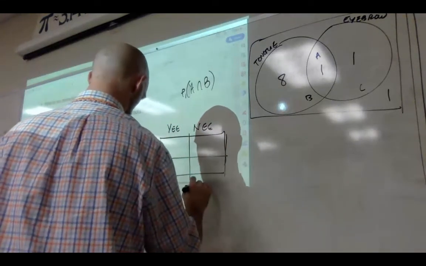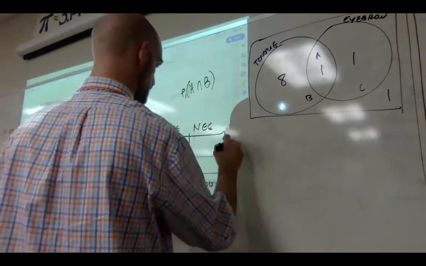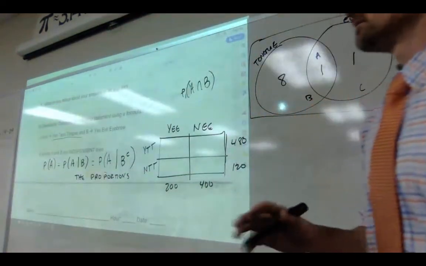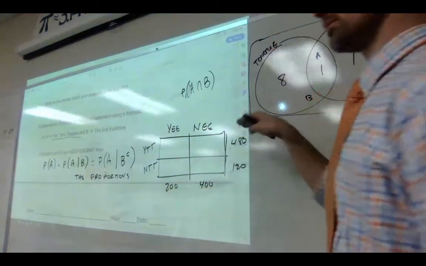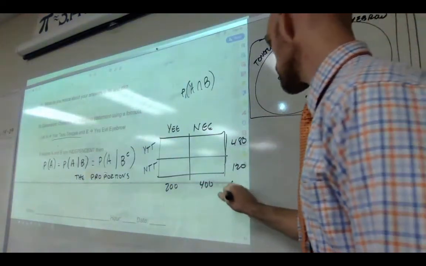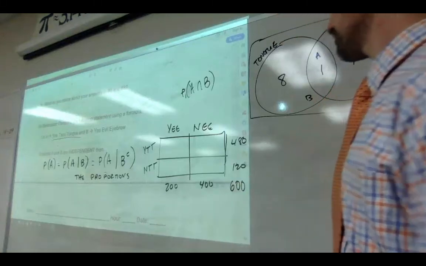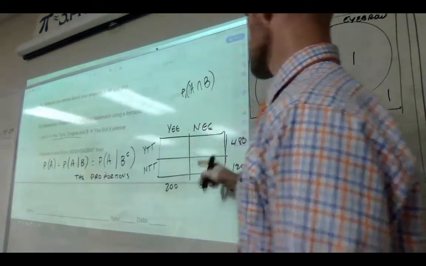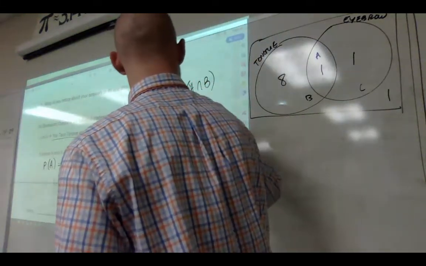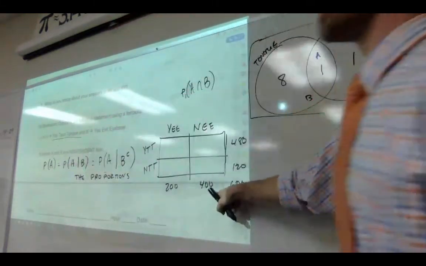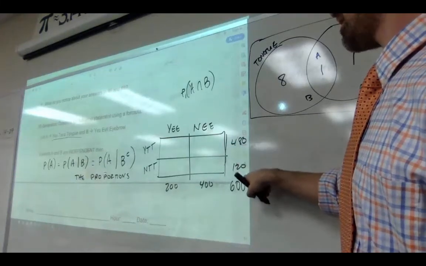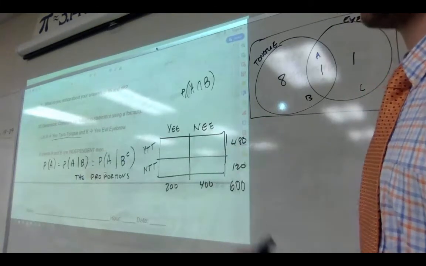200, 400, 480, 120. These are the actual totals. So 600 students, and 200 of them could do Evil Eyebrow. 400 of them could not do Evil Eyebrow. 480 of them could do Taco Tongue. 120 of them could not do Taco Tongue.